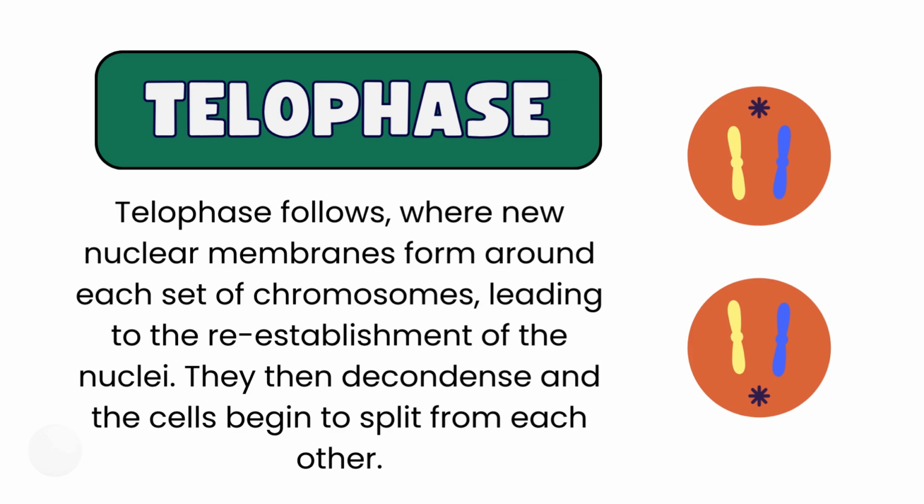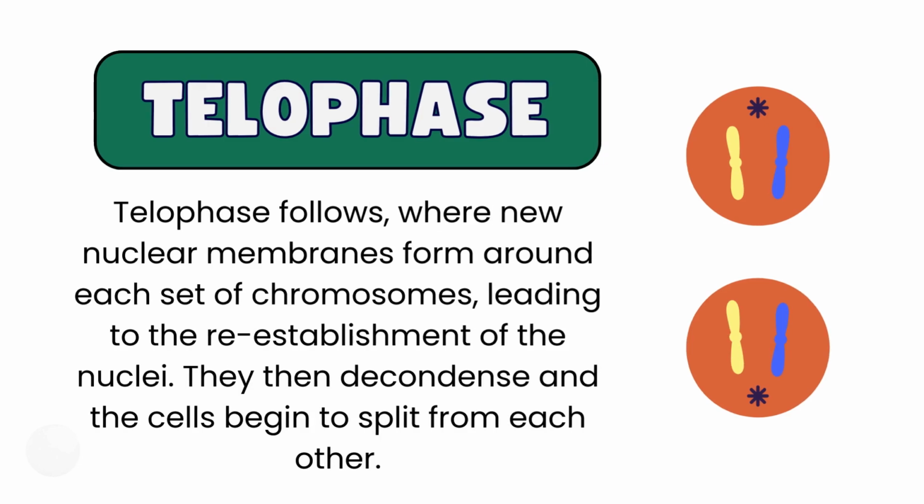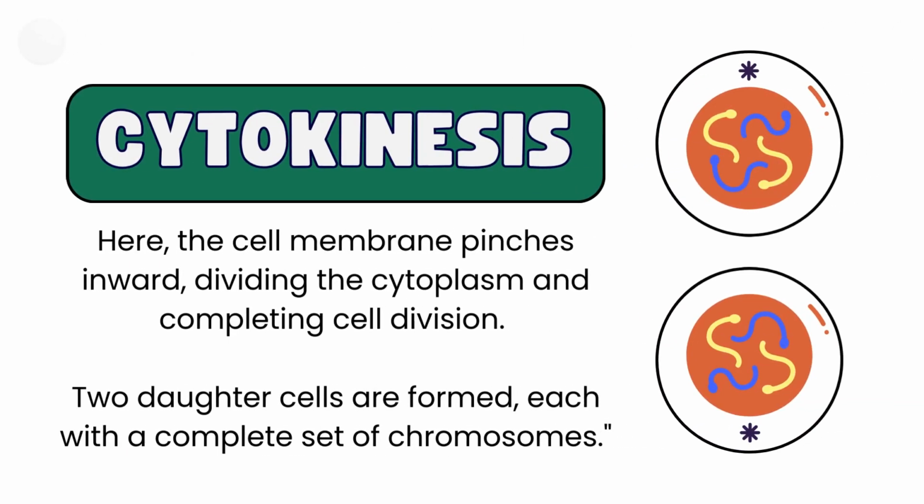This reformation is important because it restores the integrity of the nucleus in both daughter cells, allowing for normal cellular functions to resume post-mitosis. Finally, we reach cytokinesis, the final stage of cell division. In animal cells, this is achieved by a process called cleavage furrow formation, where the cell membrane pinches inward until the cell splits completely into two daughter cells.